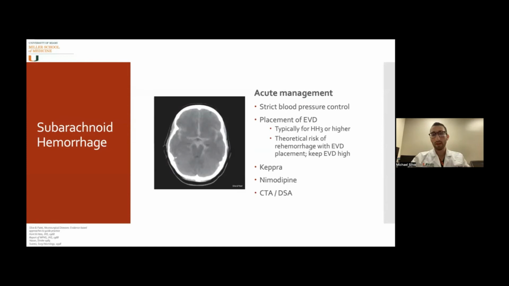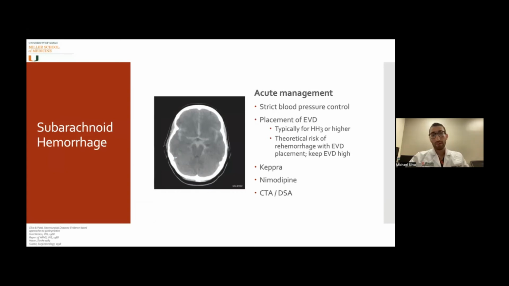So for acute management, as we know, strict blood pressure control is probably the most important thing in the acute setting for an unsecured ruptured aneurysm. Typically we maintain systolic pressure less than 120 or 130. And placement of an EVD is typically for patients with a Hunt and Hess grade of 3 or higher.